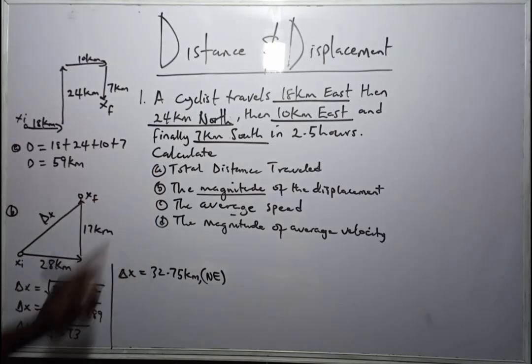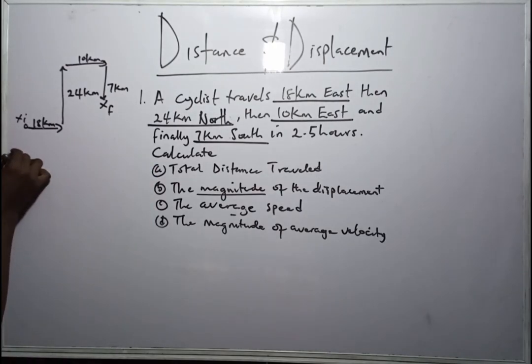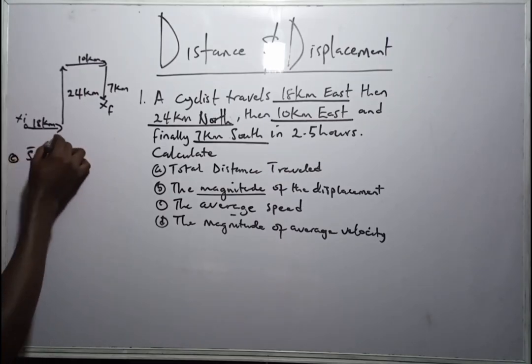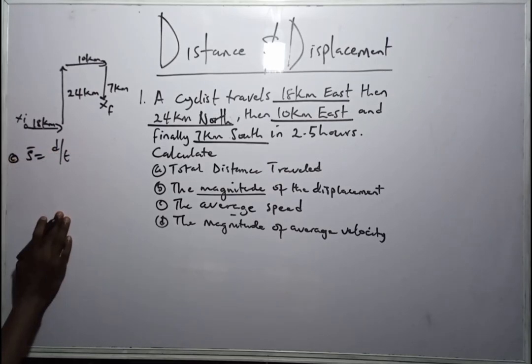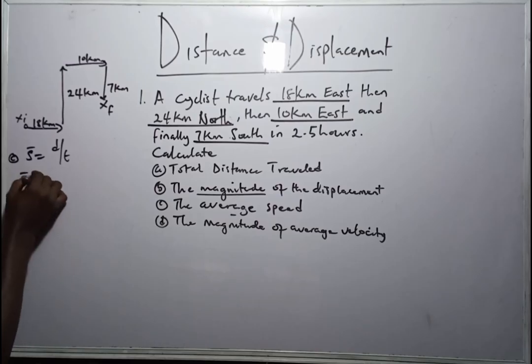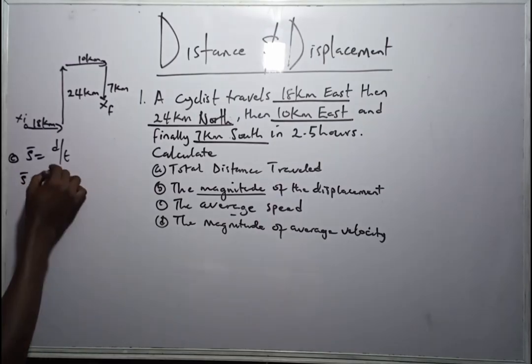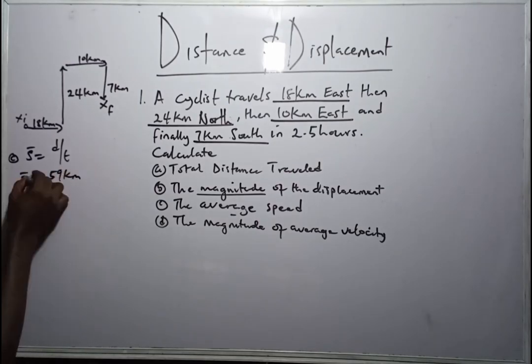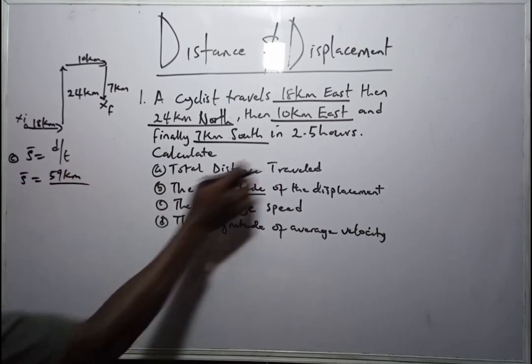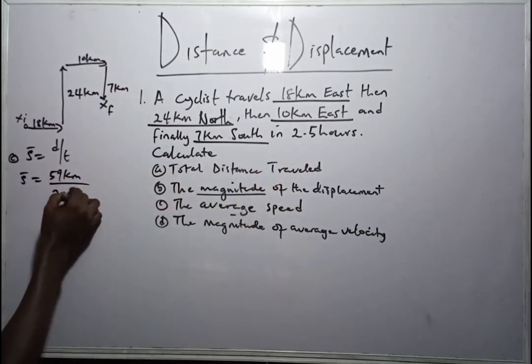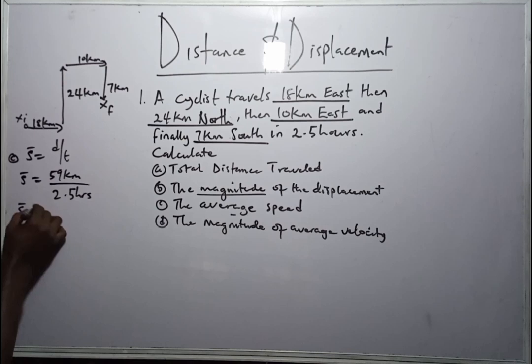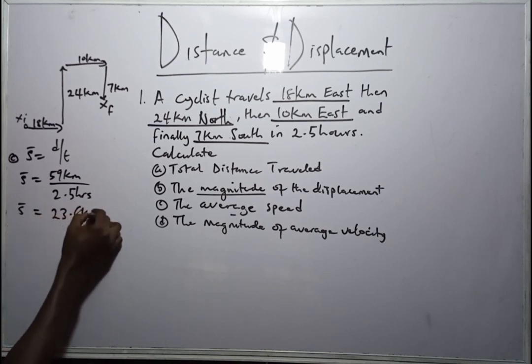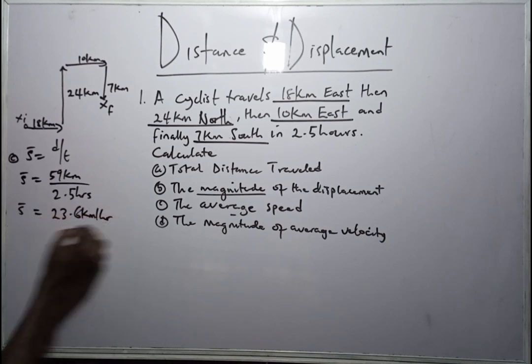So we can now solve C, average speed. To find our average speed is equal to distance over time. Average speed is equal to the distance we got, 59 kilometers, over the total time, which is 2.5 hours. That's going to give us 23.6 kilometers per hour.